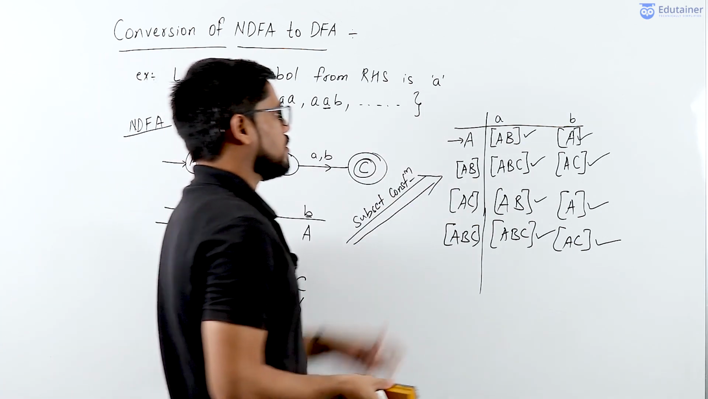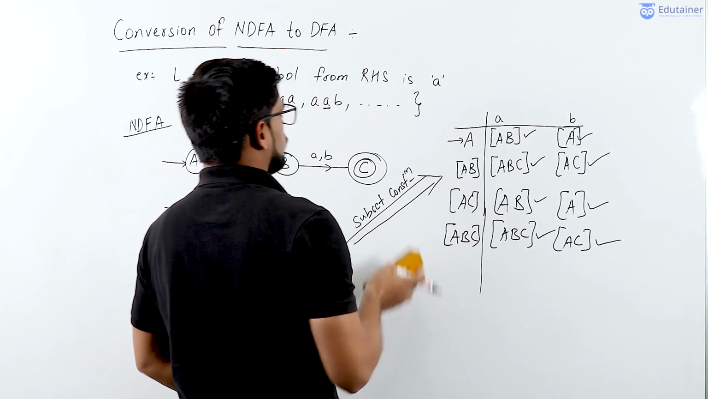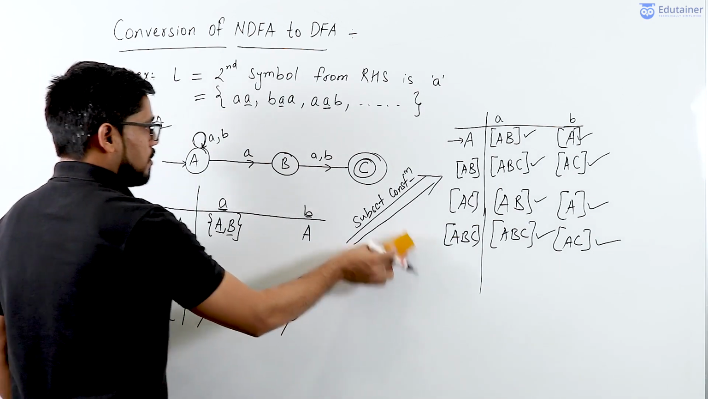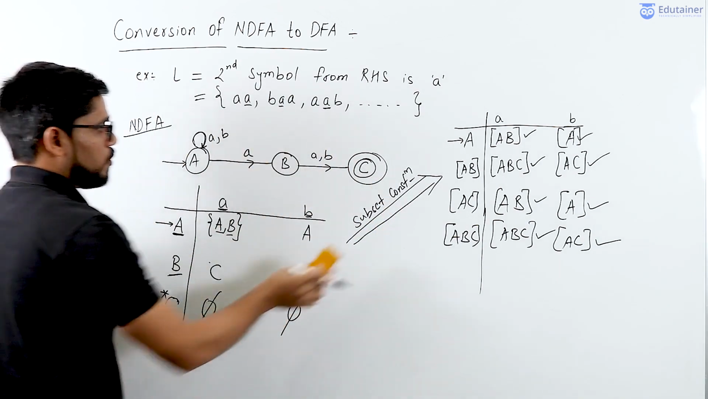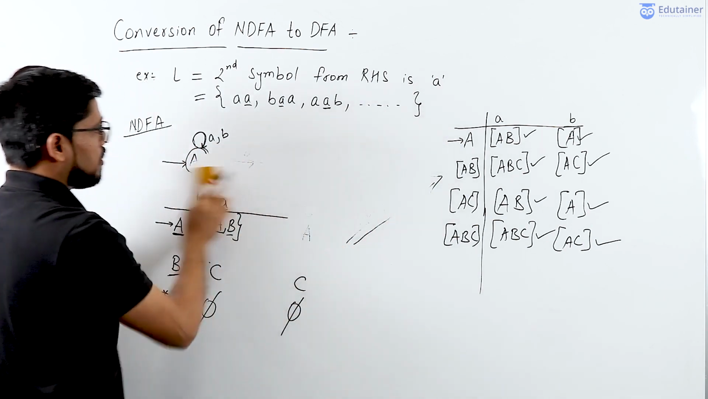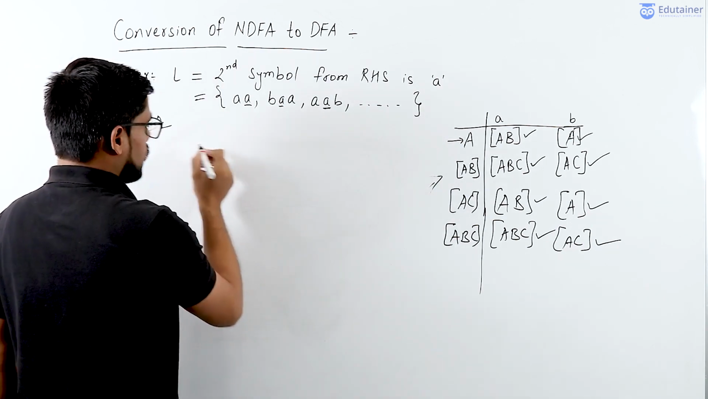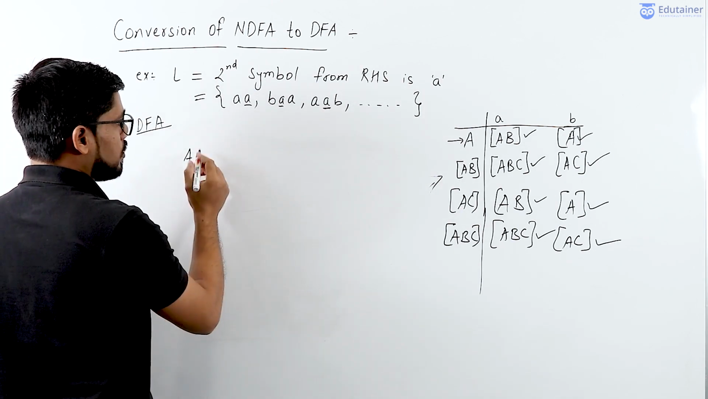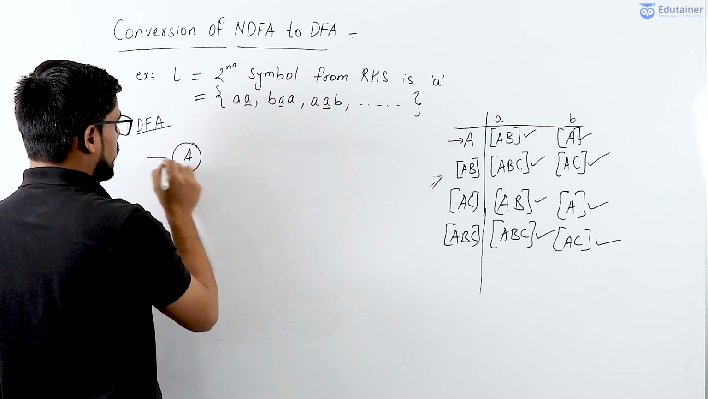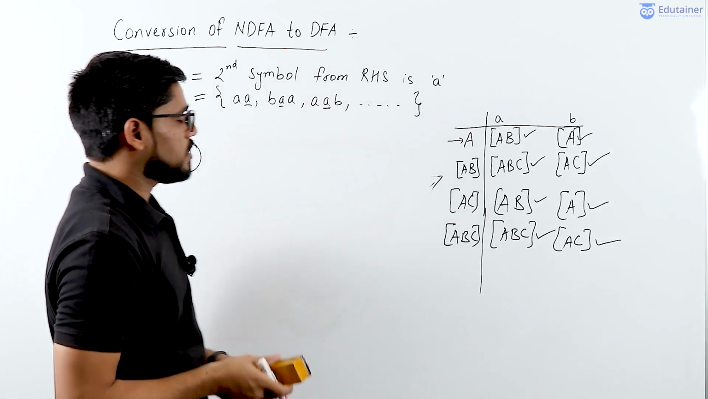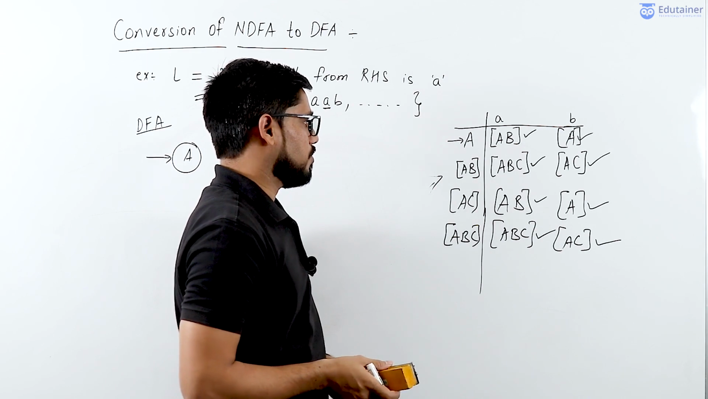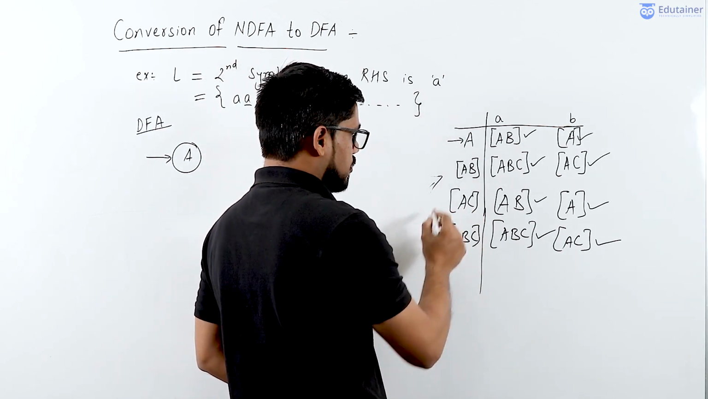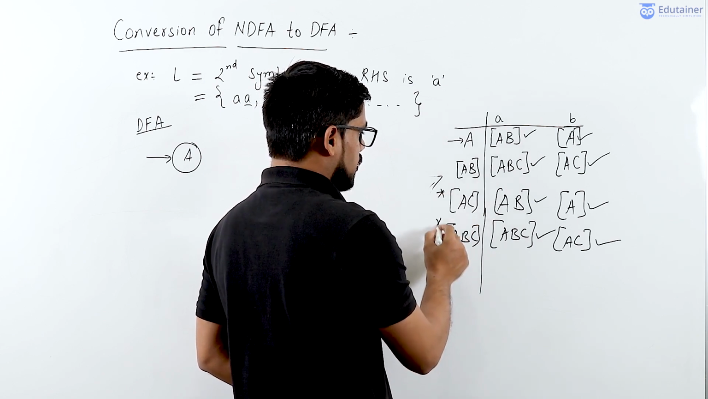Now let's draw the transition diagram. I will just erase this side portion. You will note it down, and after that I will draw the transition diagram. So this is the DFA transition diagram. A is the initial state, and what are the final states in this particular transition table? In the previous NDFA, C is the final state. So here AC is a final state and ABC is a final state.